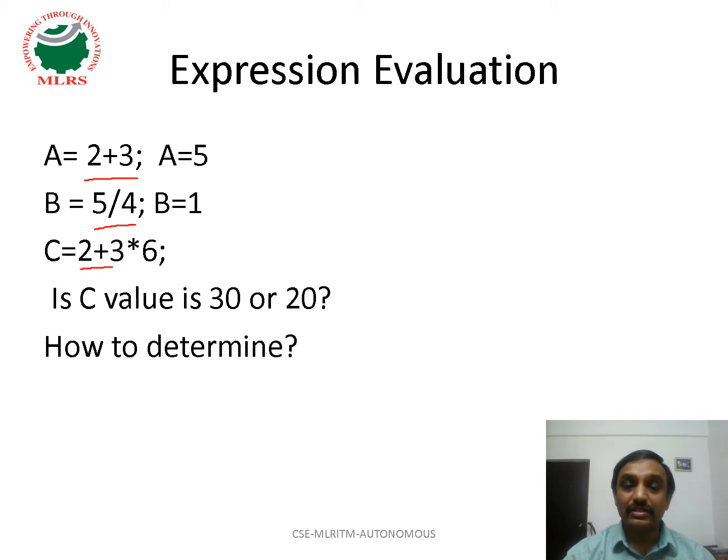Now see this third example. 2 plus 3 multiplied by 6. Okay, here which operation to be performed first? For example, if addition is performed first, that C value becomes 30. If multiplication is performed first, C value becomes 20. How to avoid this ambiguity? How to determine which operation to be performed? To get that one, we have to use associativity and precedence.